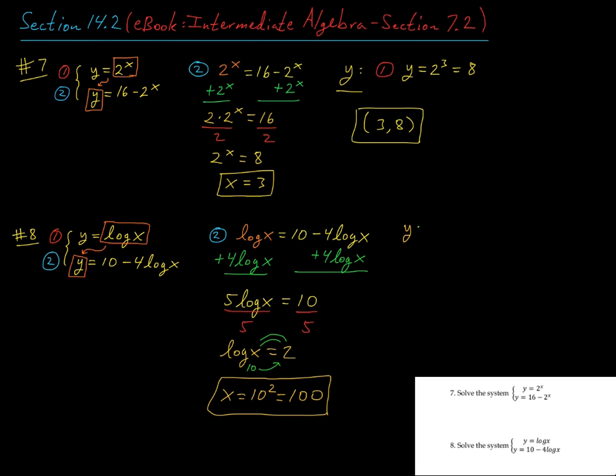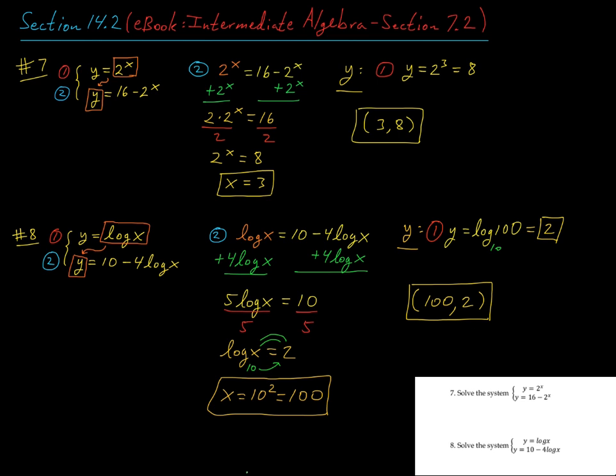So now let's find y in much the same way we did in question 7. So from equation 1, we have that y is just log x. So I want to take the log of 100. And again, this is a base 10 log. So 10 raised to what power is 100? Well, 10 raised to the second power is 100. And so y is 2. And so putting that all together, our ordered pair solution is 100, 2.